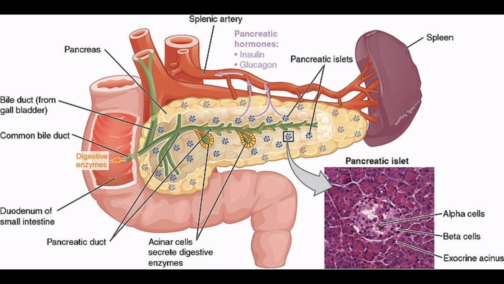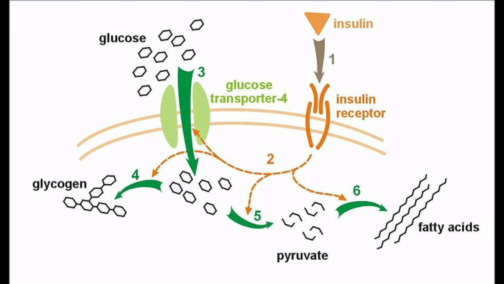More important for type 2 diabetes are the beta cells. And what beta cells do is they produce a hormone known as insulin. So you've probably heard of insulin before, but why is it so important? If you look at this picture, you'll see why.